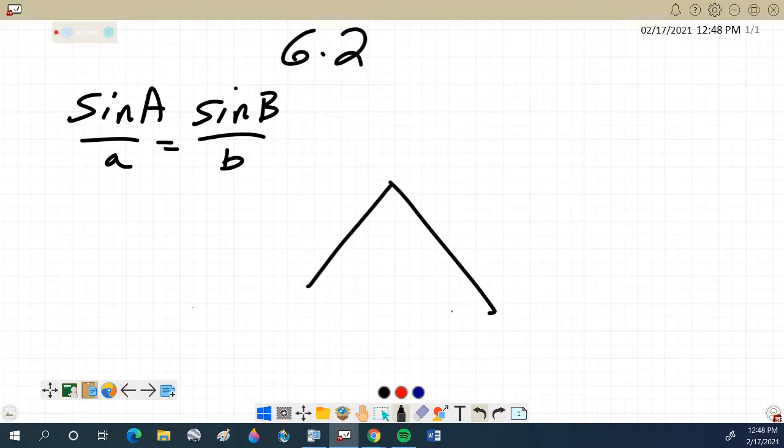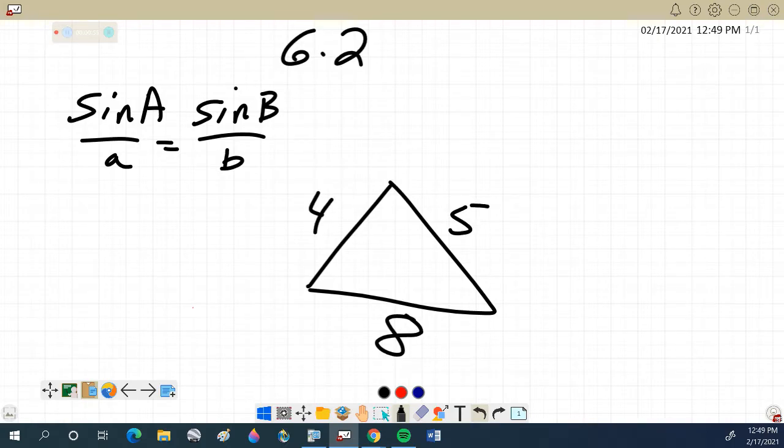So for instance, if I had this, can you use the law of sines to figure out how big the angles are? No. Why not? We don't have any angles, and in order for the law of sines to work, I need 3 of these 4. So I need 2 sides and an angle, or 2 angles and a side, and they have to be the correct angles and sides. They have to match up. So we cannot solve this using the law of sines. We need a new formula.